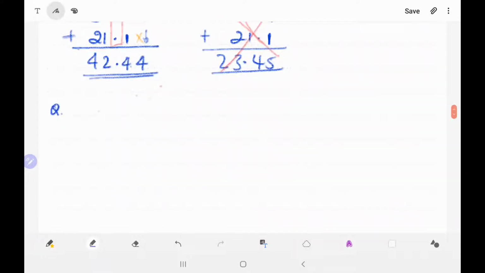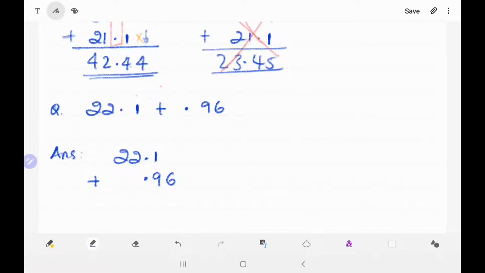Again, a question, let's say 22.1 plus 0.96. Can you see that? Now we have completely no whole number here, just a decimal number. So for this the answer would be 22.1 plus, and where do we write our decimal? Here we write 96. Can you see that?